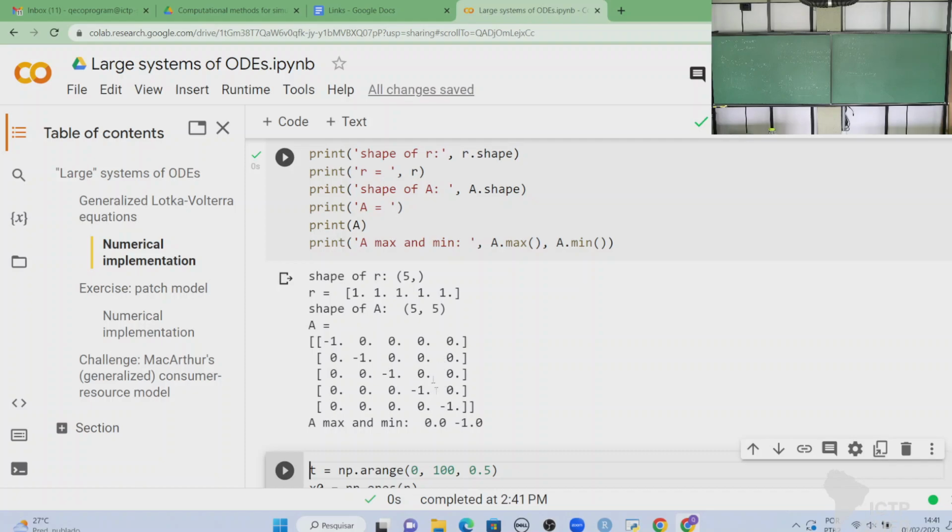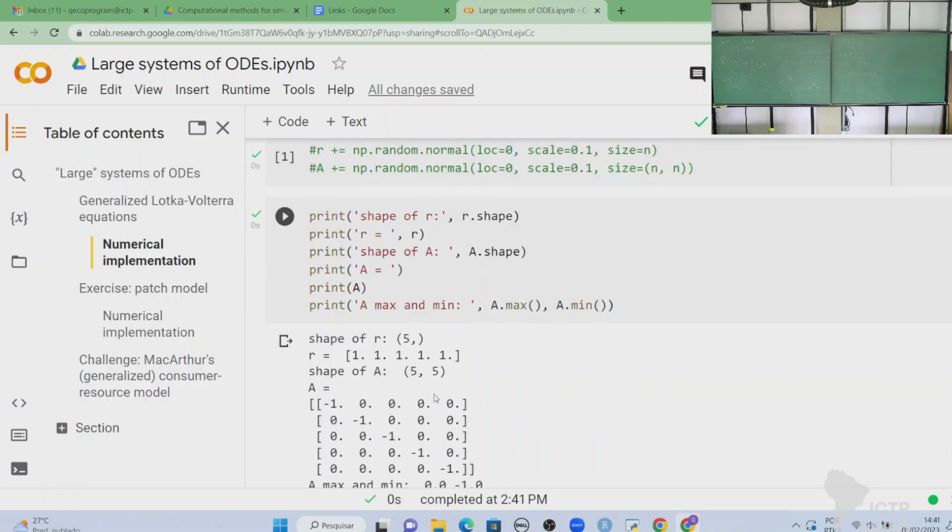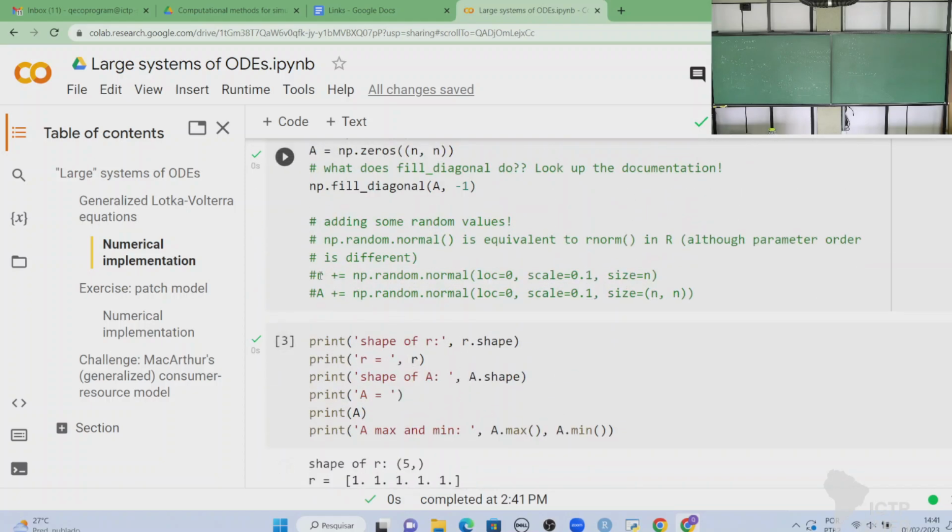But then this is kind of boring, right? Because in these equations there are no interactions between the different species. Each of them is independent. All the interactions are 0, you see? So what I'm going to do is introduce some random parameters here, right?